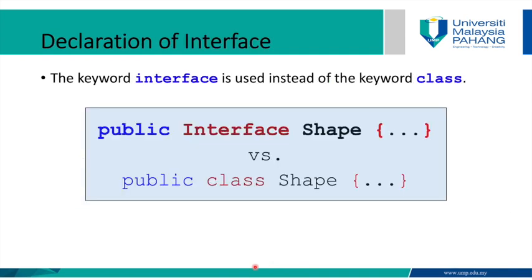So let's see how we can declare the interface. You have to use the interface keyword instead of class. This is the example. This is how you declare your regular class: public class Shape. This is how you declare your interface: public interface Shape. Instead of class, change it to interface.